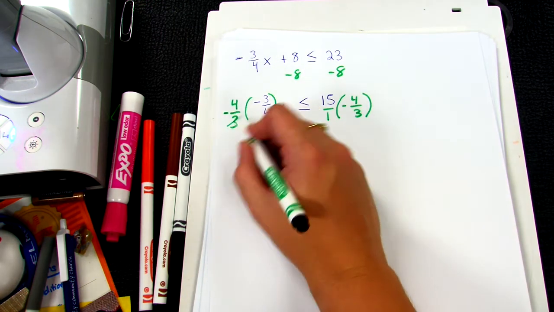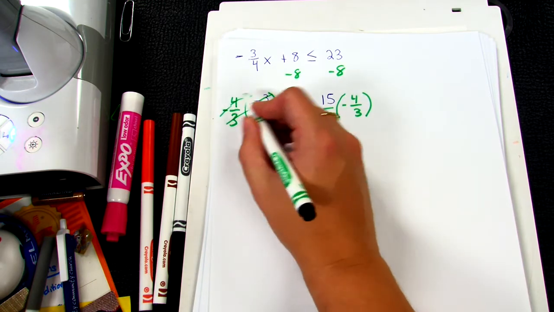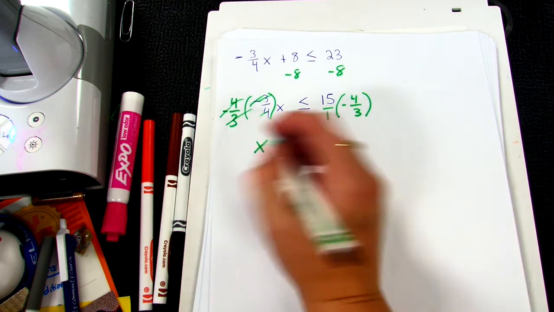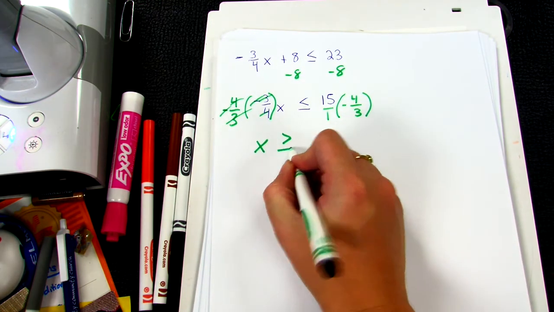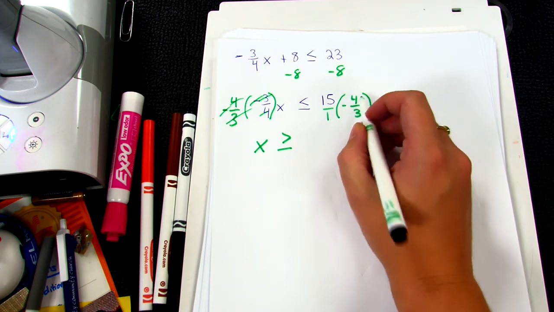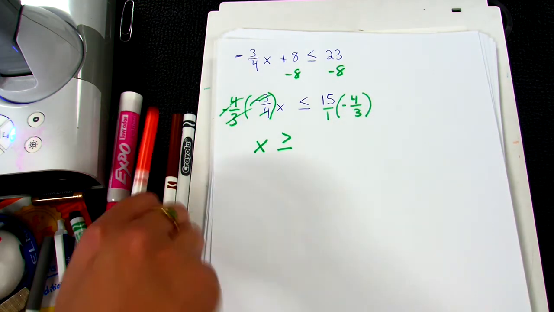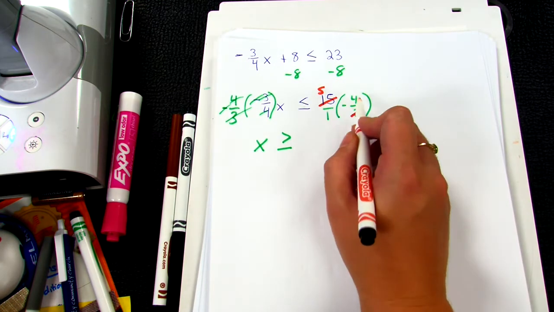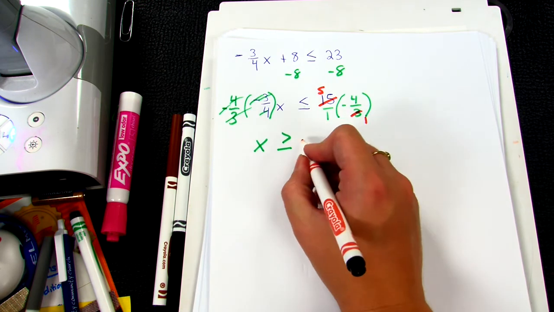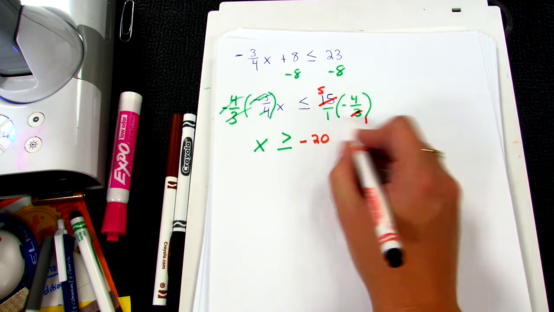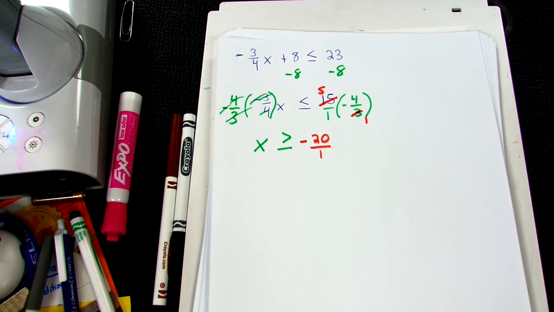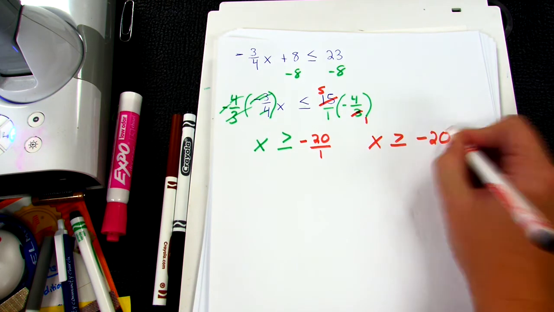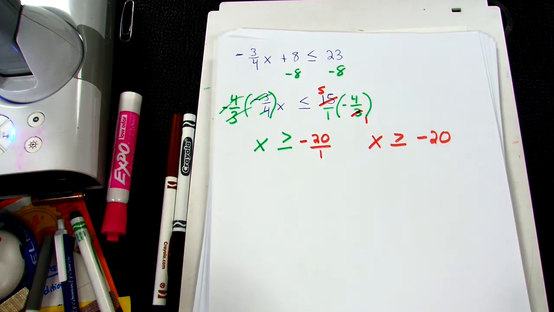All right, so everything should cancel, including the negatives, leaving me just x. But since I multiplied by a negative, my sign is going to flip. Now 15 over 1 times 4 over 3, I'm going to reduce a little bit. 3 goes into 3 once, 3 goes into 15 5 times. 5 times 4 is 20. It is negative, so I get negative 20 over 1, right? Which is just negative 20.